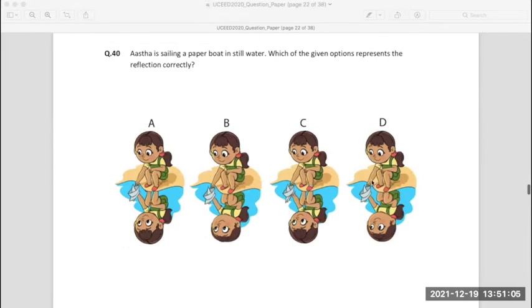So you're given these four options where this girl is playing with a paper boat in water. She's on a beach. What you have to find is which is the correct reflection of this lady. That's all you have to find. Again, I will ask you the same question that I asked earlier: which is clearly not the correct answer in this?